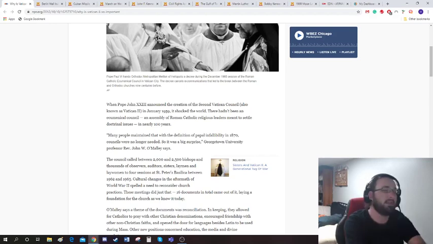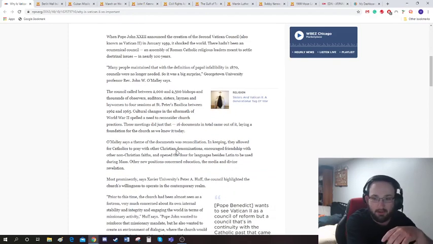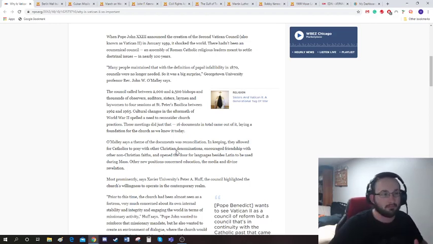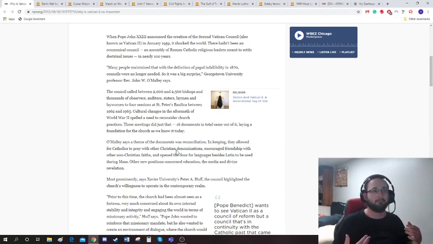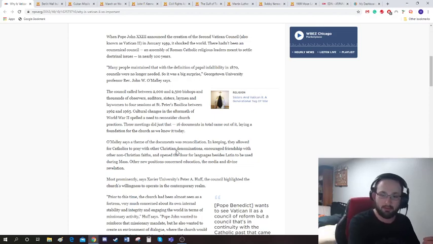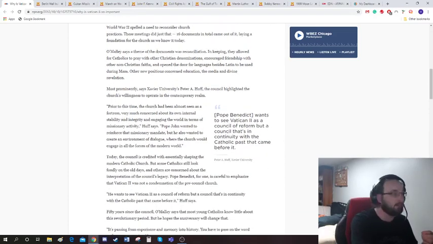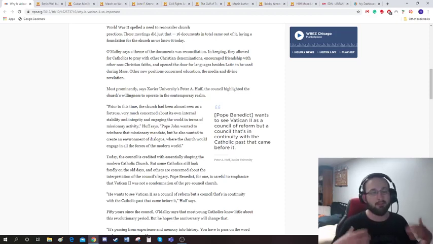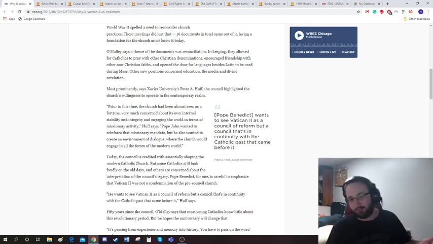The fact that the Mass is in English or Spanish or Polish comes from Vatican II. The close cooperation with other Christian churches and non-Christian faiths also comes from Vatican II, because before that, the Catholic Church had a very oppositional approach to churches of other religions. It basically shows the Catholic Church's willingness to work in the modern day, especially with modern issues.